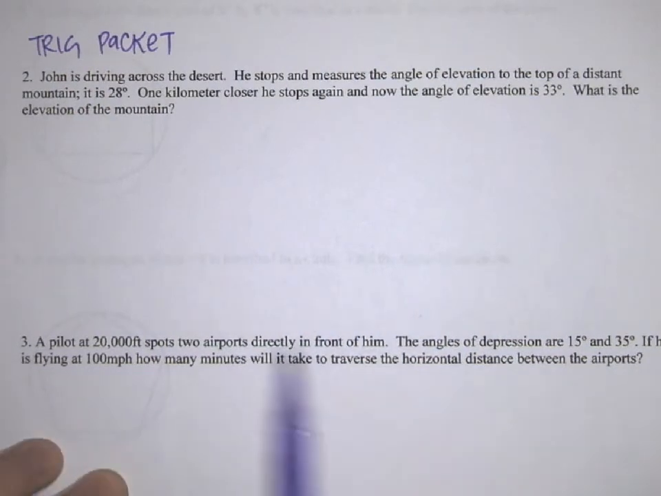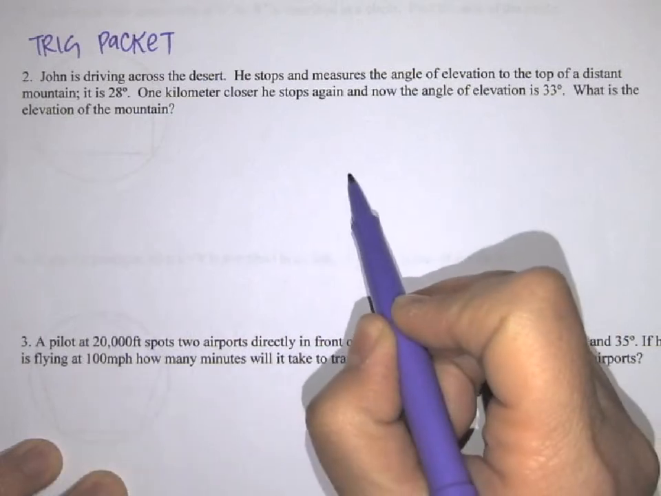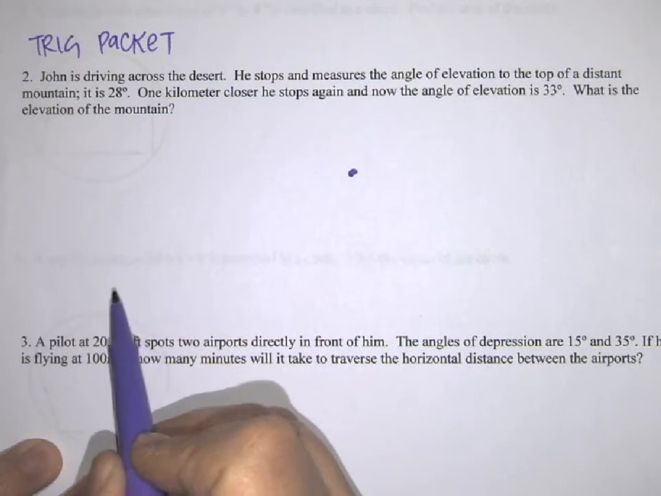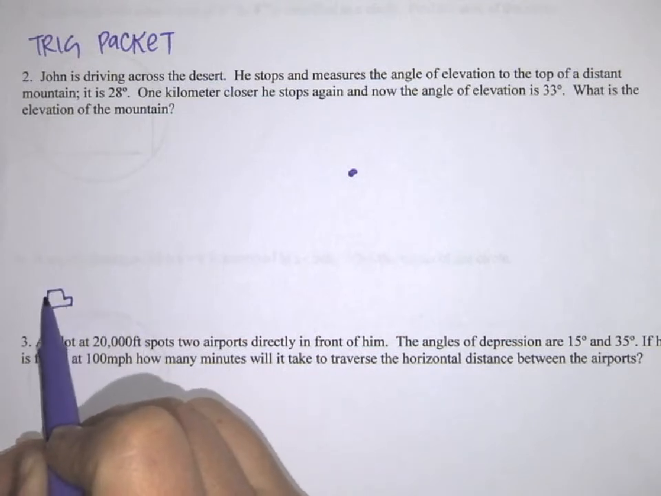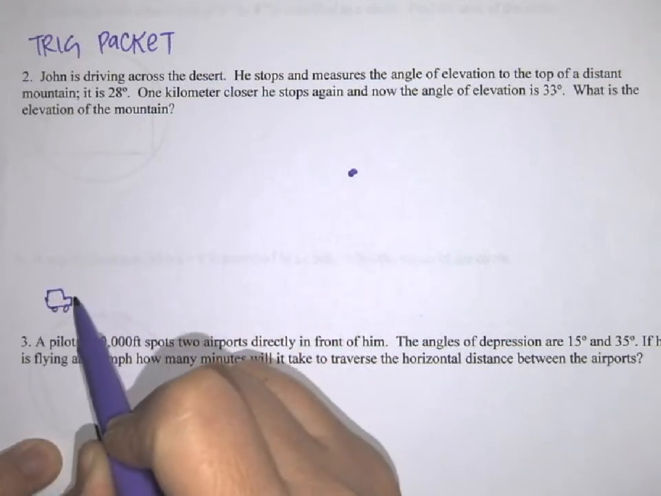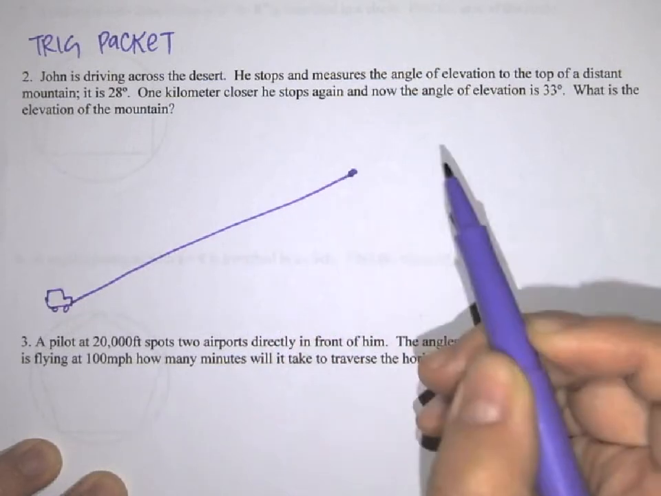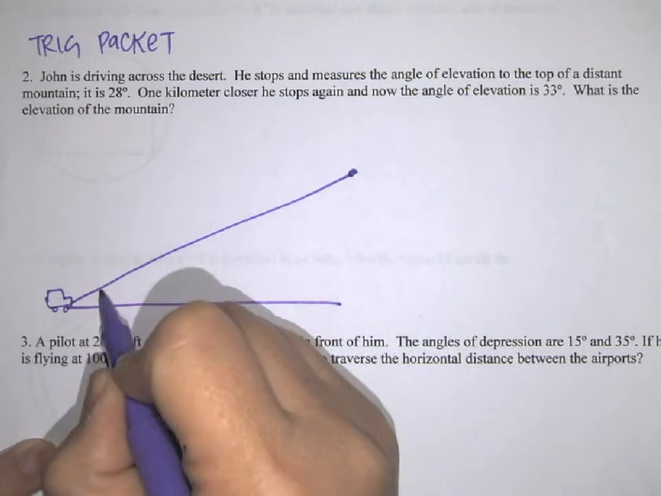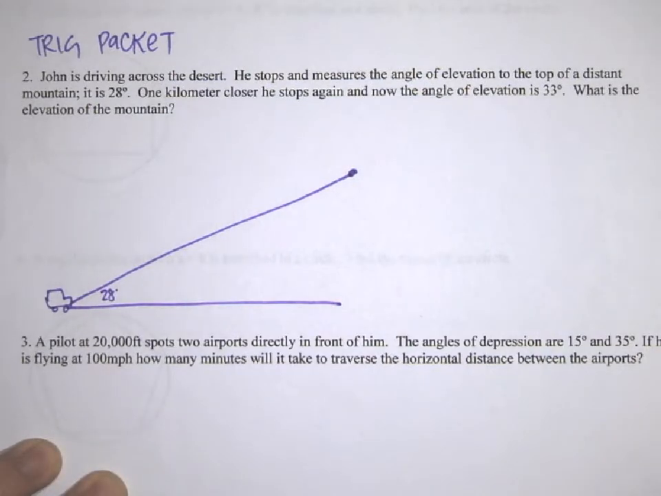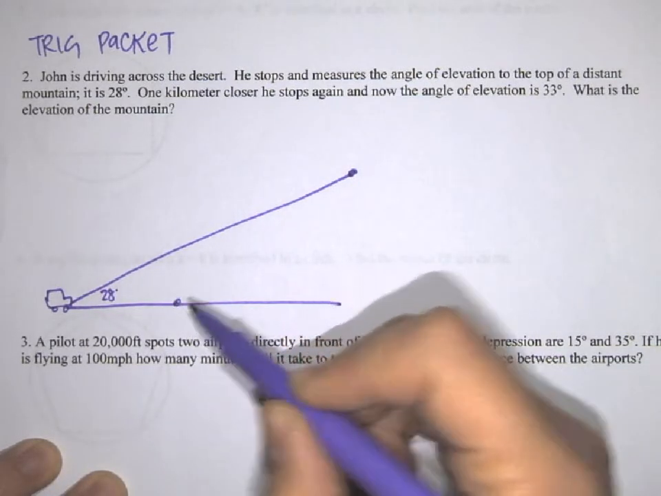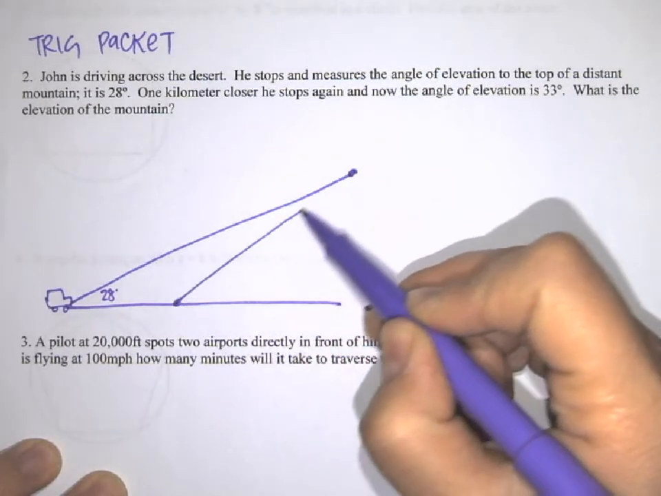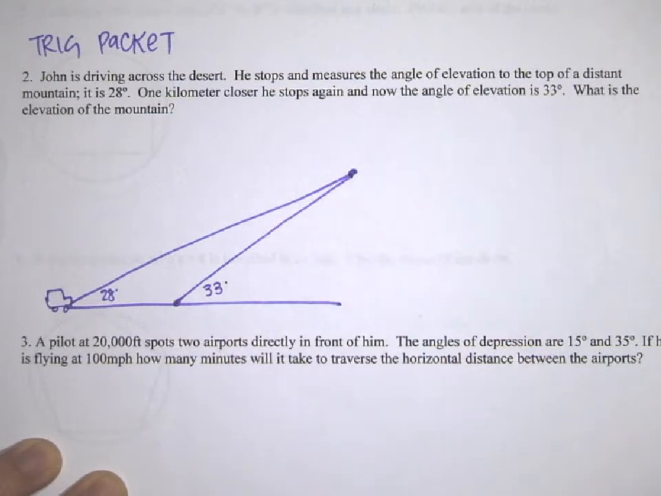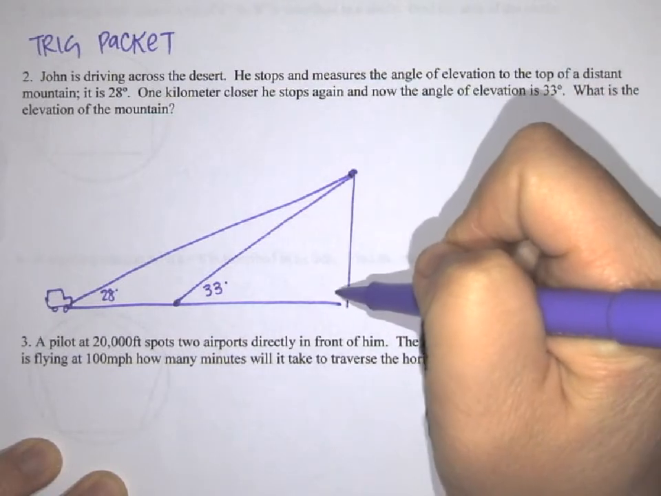So John is driving across the desert. He stops and measures the angle of elevation to the top of a mountain. So if he's driving here, then he measures the angle of elevation. This will be the top of the mountain. It's 28 degrees. 1 kilometer closer, and he measures again, and now it is 33 degrees. How high is this mountain here?